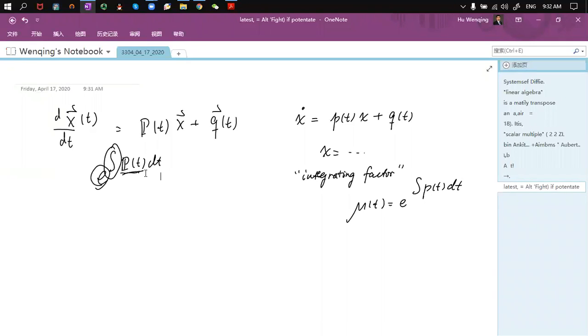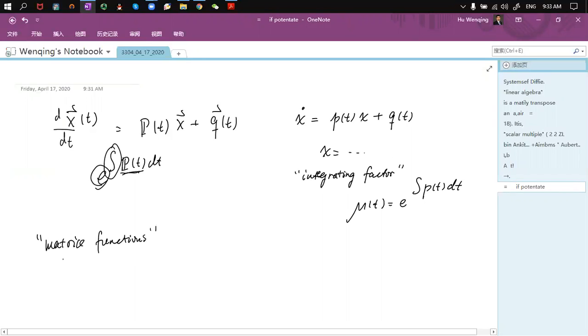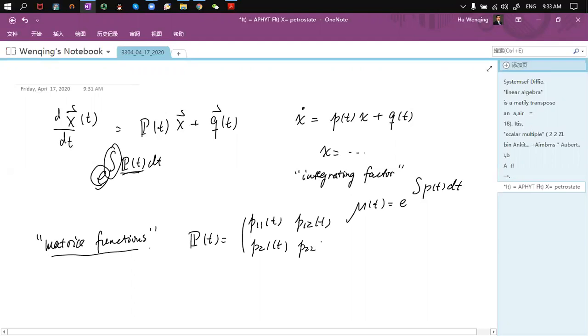So you do have to take into account the so-called matrix functions. What does it mean, matrix function? A matrix function is like this p of t. For example, if it is 2 by 2, it will be like p11 of t, p12 of t, p21 of t, and p22 of t. Each term of this matrix is a function.